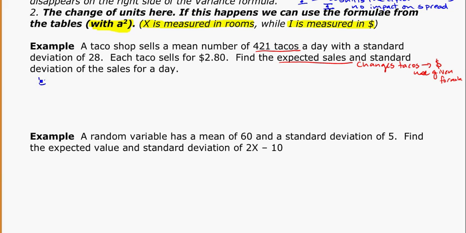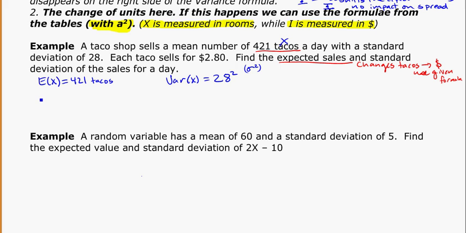So let's think about what we've got here. My random variable here is the tacos, and the mean number of tacos is 421 tacos. My variance, well, I have to figure out what my variance is from my standard deviation. So the variance of x is going to be equal to 28 squared. That's your standard deviation squared. Okay, standard deviation of 28 tacos, and I'm going to square that for my variance. So I want to know the number of sales here, the expected sales and the standard deviation of sales.